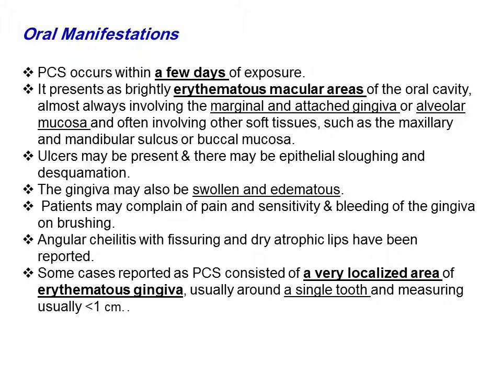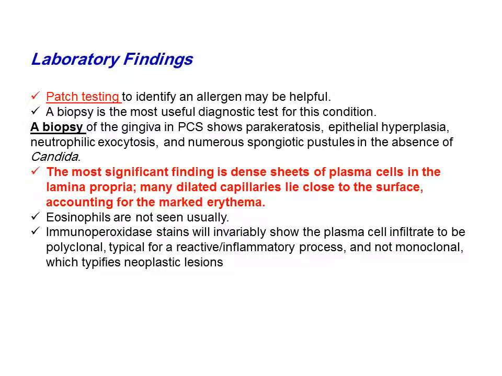Some cases of plasma cell stomatitis consist of a very localized area of erythematous gingiva, usually around a single tooth and usually measuring less than 1 centimeter. Laboratory findings: patch testing to identify an allergen may be helpful. A biopsy is the most helpful diagnostic test for this condition.